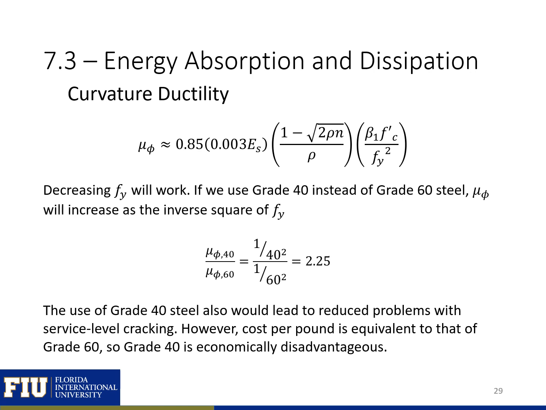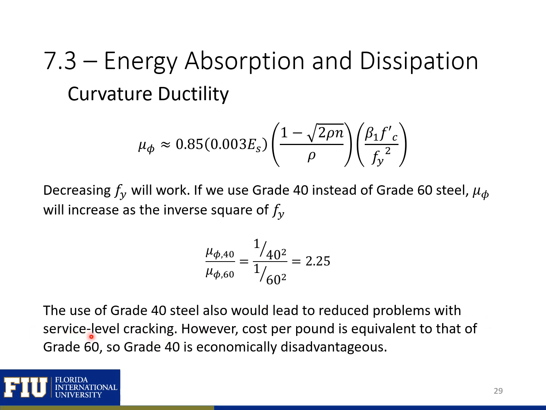Decreasing the yield strength of the steel will work, and it will be quite effective at increasing your ductility. You can see that our Fy is in our denominator, and it's squared, so that'll improve the benefits gained here. As you can see, if we go to a grade 40 steel instead of a grade 60 steel, we'll increase our curvature ductility by about 2.25. You can see that this will greatly increase our performance, but it can lead to some problems.